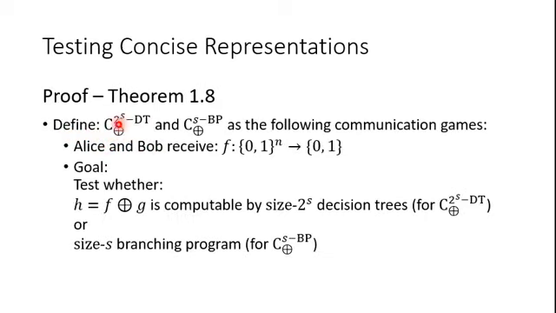So we define two communication games, and they will be defined as follows. Alice and Bob receive f from {0,1}^n to {0,1}, and their goal is to test whether h, which is f XOR g, is computable by size 2^s decision trees. This is going to be the notation that we will use for this game, or size s branching programs for this notation.